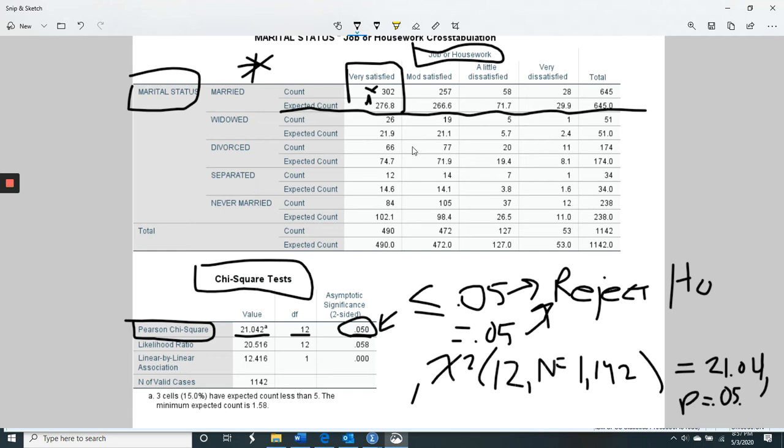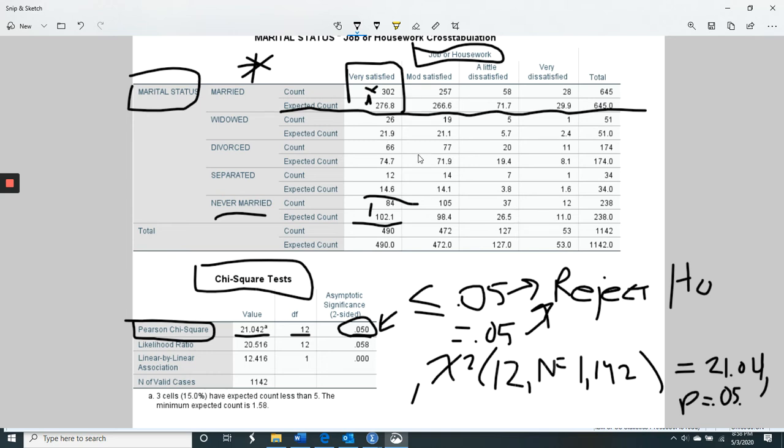Widows, they're kind of small, and it doesn't look like there are big differences there. Divorced people, I don't think there's a huge difference here. Separated people, there's so few of them. It's hard to really tell. Here, in terms of the never married, it looks like there might be some differences. So never married people, seems like there's fewer people here who are never married and very satisfied with their job. That's kind of interesting. I think that's it.